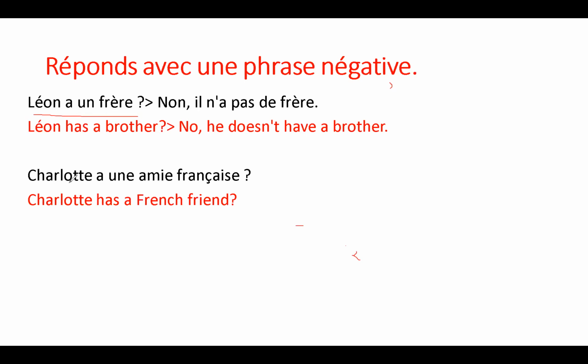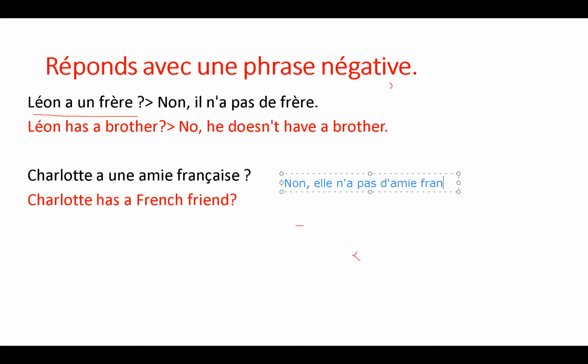Similarly, you need to do this one. Charlotte a une amie française. Like Charlotte has a French friend. I asked you. Now, how will you reply? No. She's not having a French friend. No, elle n'a pas d'amie. Elle n'a pas. Une converted as de ami.